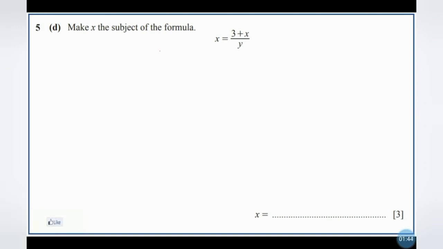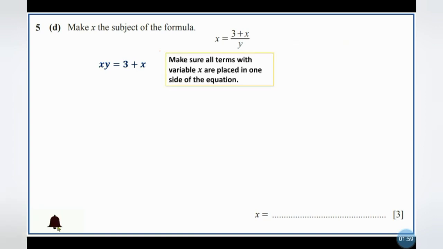Make x the subject of the formula. If you want to make x the subject of the formula, multiply both sides by y first. After multiplying both sides by y, you will have xy is equal to 3 plus x. After that, make sure all terms with variable x are placed on one side of the equation. It can be either on the left or on the right. So I will move this x to the left side. I will basically subtract x from both sides. So I will have xy minus x is equal to 3.